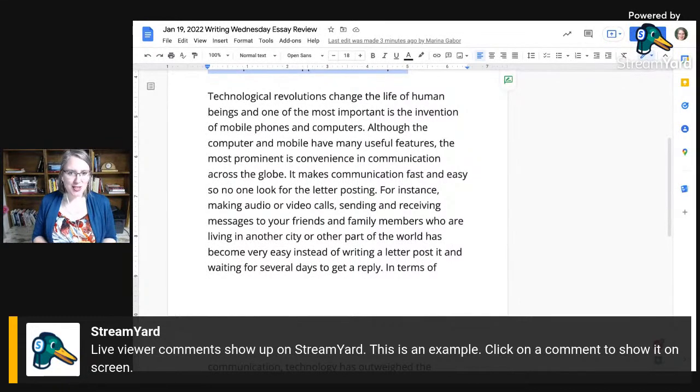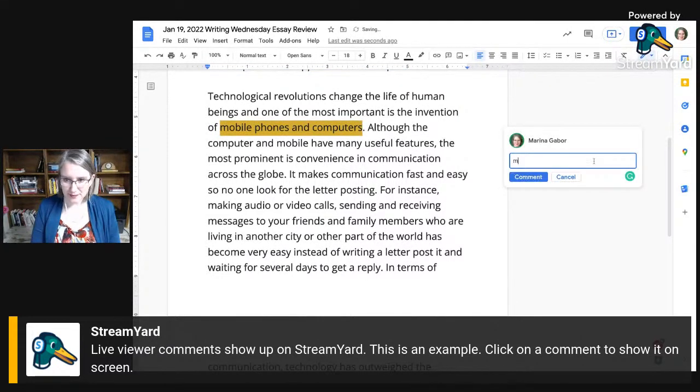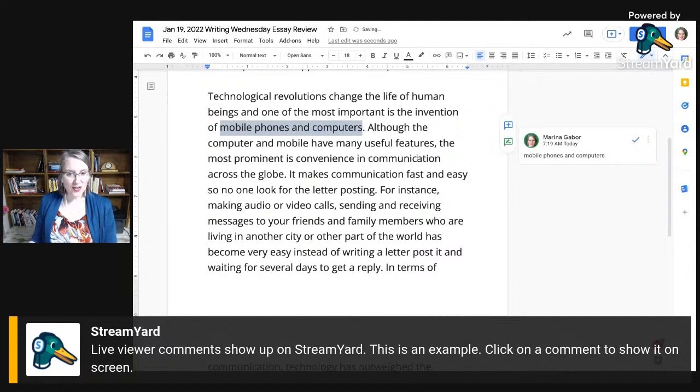Technological revolutions change the life of human beings, and one of the most important is the invention of mobile phones and computers. Okay, so I'm assuming that the rest of this paragraph is going to be talking about mobile phones and computers. So let's see if that is the case. Although the computer and mobile have many useful features, the most prominent is convenience in communication around the globe. Okay, so he's building this argument that mobile phones and computers are the most important.